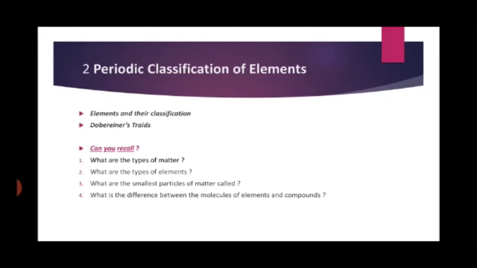In the molecule of an element the atoms are the same, and in the molecule of a compound the atoms are different. For example, a molecule of an element is oxygen plus oxygen, that is O2, so here two oxygen atoms are combined. A molecule of a compound is, for example, water, H2O, that means one oxygen attached with two hydrogen atoms. This is an example of a molecule of a compound.